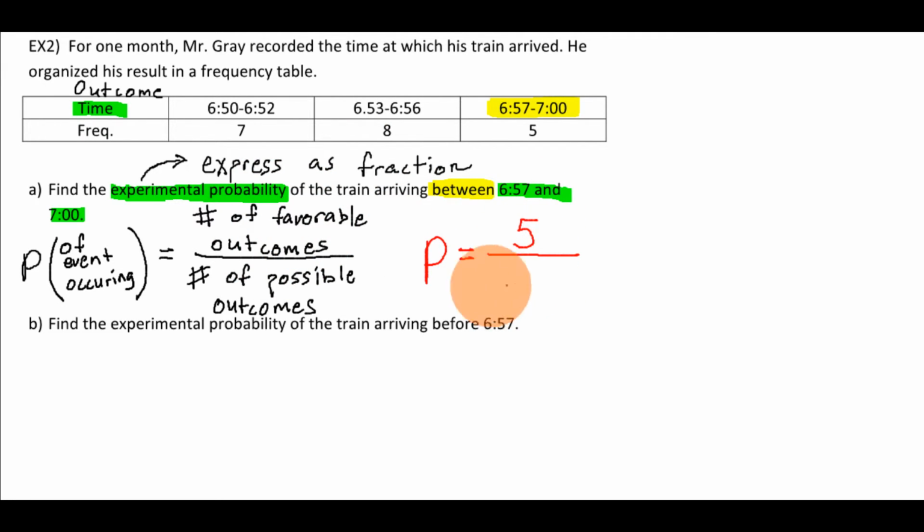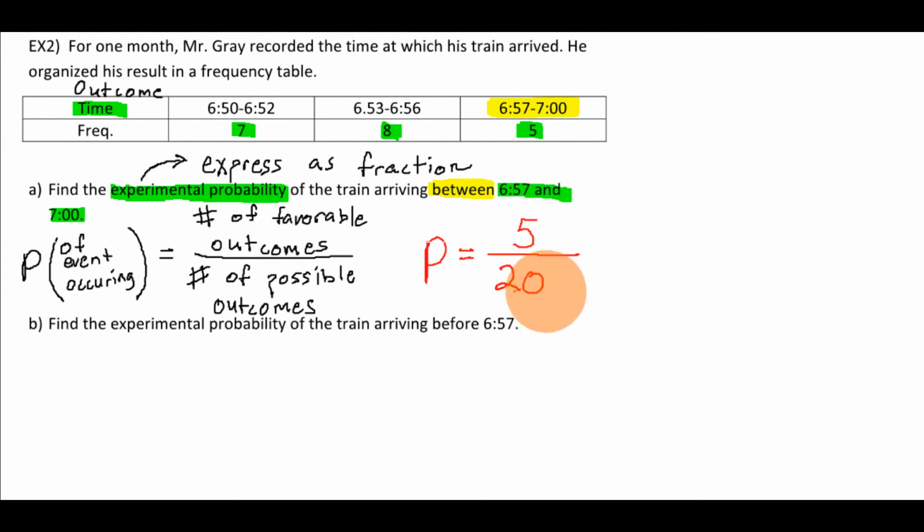Now what number goes on the bottom? It's the number of all possible outcomes, or the number of total outcomes. So here I've got to add up all of the possible outcomes that occurred. Well, I have 7 recordings here, 8 recordings here, and that 5 that was already placed down below. I've got to add all of these arrivals up. So 7 plus 8 is 15, plus 5 is 20. So I have 20 on bottom.